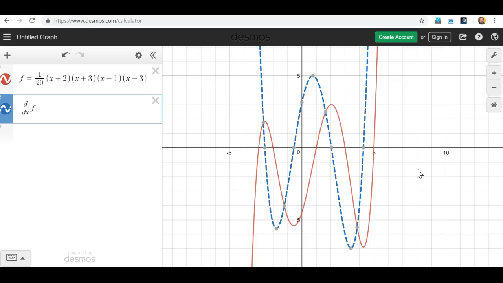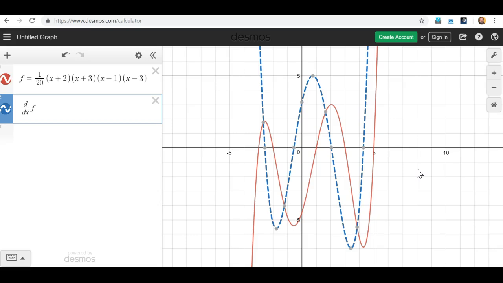So the first derivative informs me about increasing and decreasing. When the first derivative is positive, the main function is increasing. When the first derivative is negative, the main function is decreasing.